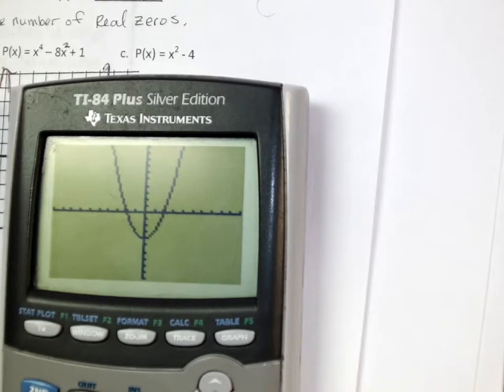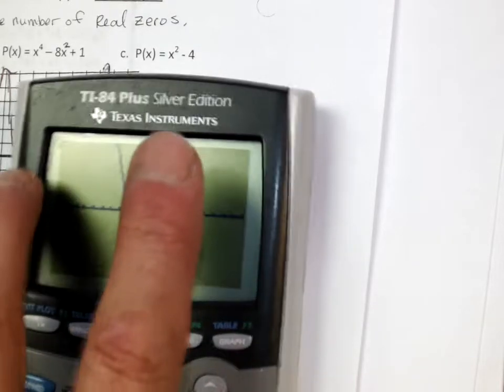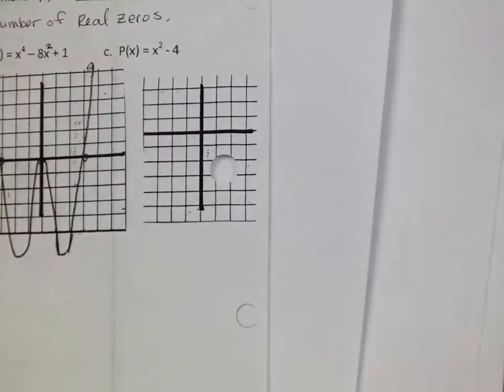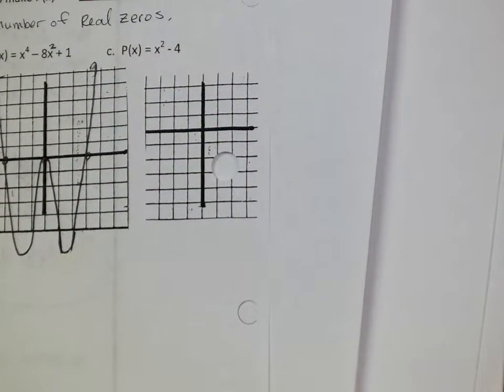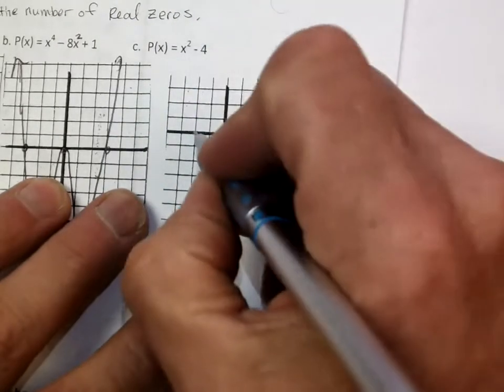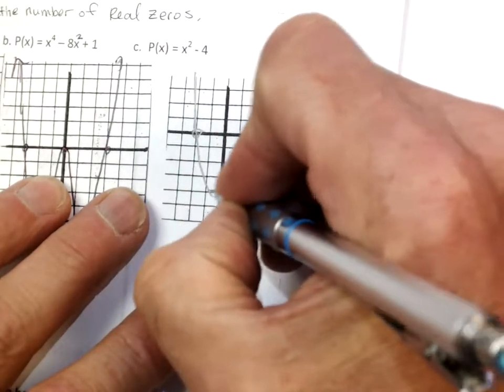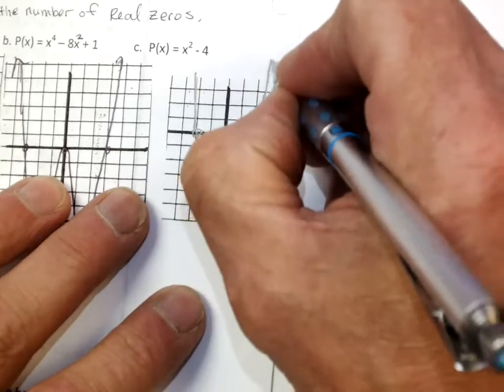Looks like that. That's a parabola. We just got done doing parabolas, right? So let's put that one in, right? Okay, so that one's going to look like this.